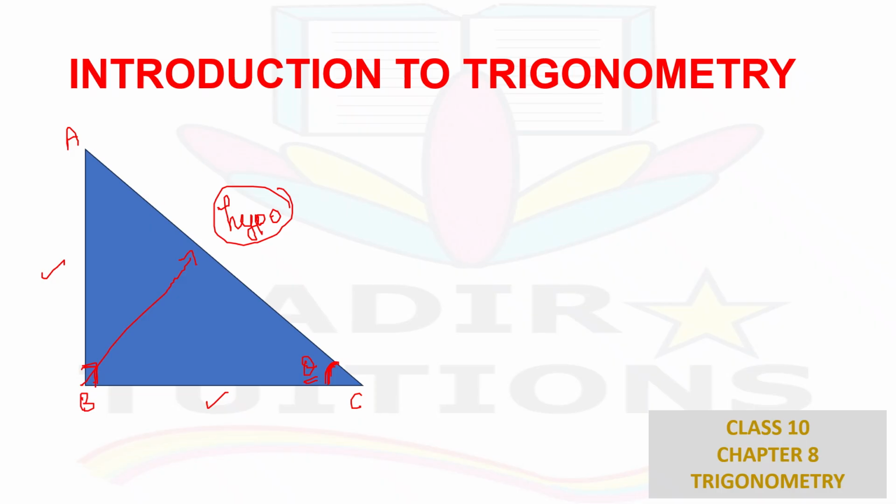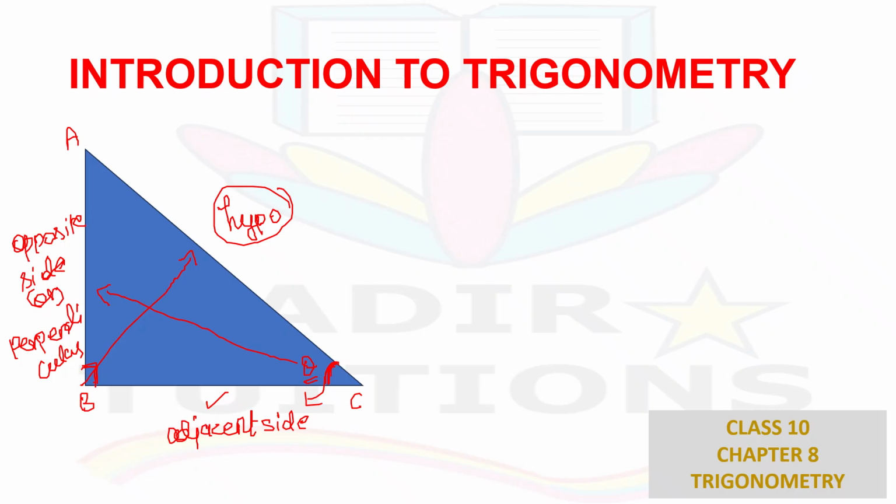The side opposite to this reference angle is going to be the opposite side. This is the opposite side, or the other name is perpendicular. Both the names are right. And the side adjacent, so BC is the side adjacent to theta, right? So that is going to be the adjacent side, or we can say base.